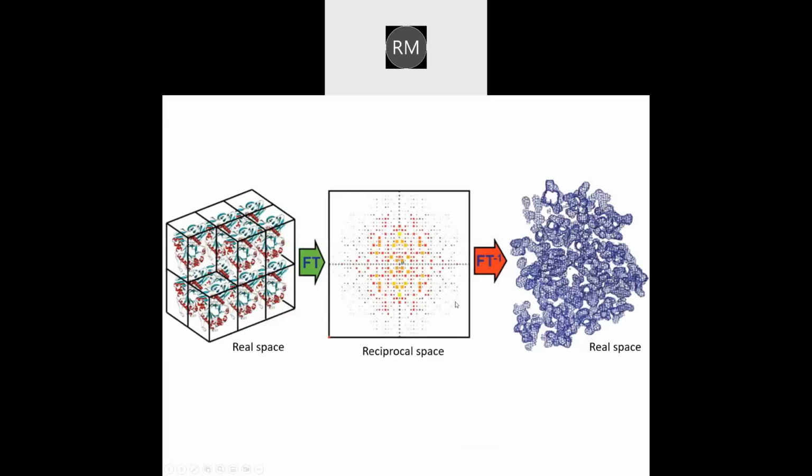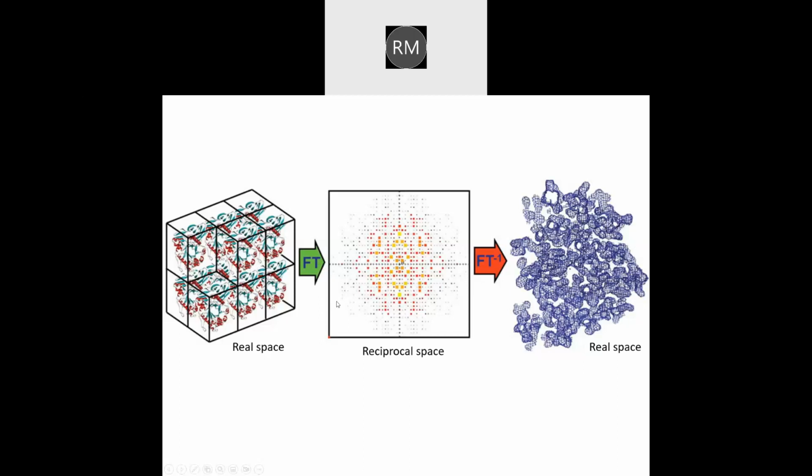And this FT is Fourier transform. This is called a Fourier transform. So from real space to reciprocal space, and then you do the calculations and get the electron density by the inverse Fourier, and again get the real space. Real space is where you can see the atoms.